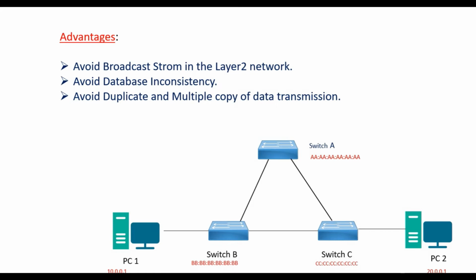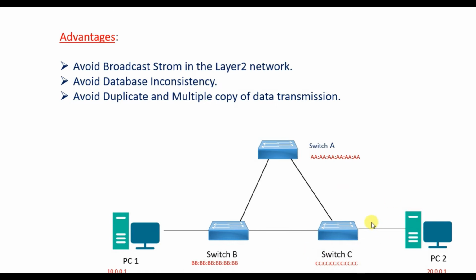Then database inconsistency is nothing but, say for example, PC1 has an IP address of 10.0.0.1, and it wants to communicate with PC2 with IP 20.0.0.1. For layer 2 communication, apart from the IP address, a MAC address is required, right? So if it doesn't know it, say for example it's sending a ping request. Switch B doesn't know the MAC address of PC2, so it sends an ARP broadcast. The ARP broadcast is sent to switch A and switch C.